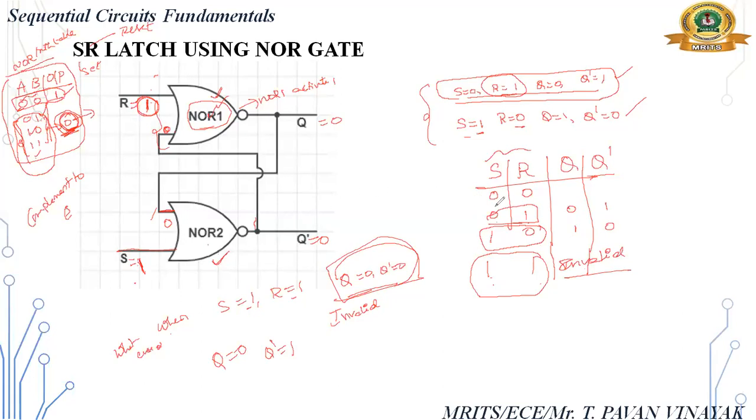Next, I want 0, 0. So the 0, 0 condition stores the previous value. To understand this concept, 0, 0 stores the previous value. Next, I will explain in detail in the next slide. Okay. Just remember 0, 0 means store the previous value. How it occurs, let us observe in the next slide.